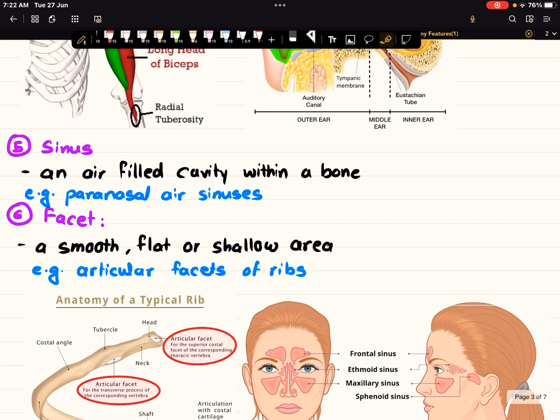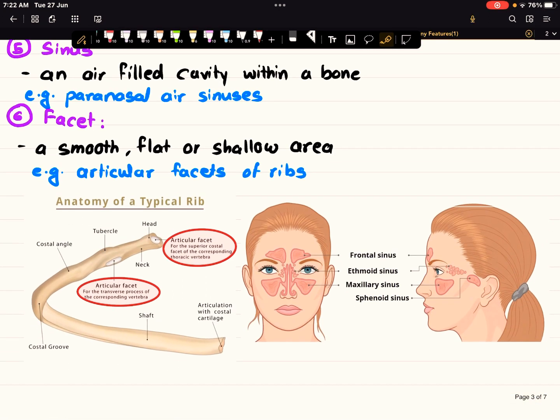Now when it comes to sinus, a sinus is nothing but an air filled cavity. You need to understand this carefully, that this is an air filled cavity within a bone. So what are the examples of air filled cavity within a bone? These are nothing but paranasal air sinuses. As you can see, these are the different kinds of paranasal air sinuses which are present in the facial-maxillary bones of our body, and the types of paranasal air sinuses are the frontal sinus, ethmoid sinus, maxillary sinus, and sphenoid sinus.